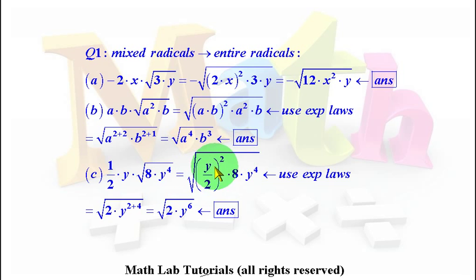So we get square root of y over 2, all squared, times 8 times y to the power 4. And again, we can use exponent laws over here to simplify. Over here, on the bottom, we get 2 to the power 2, which is 4, and then 8 over 4 is 2. There it is. And then for the y term, we get y to the power 2 plus 4, which is y to the power 6. So altogether, we have square root 2 times y to the power 6, and that's your final answer. Again, this is the entire radical. And we're going to go on to the next slide.